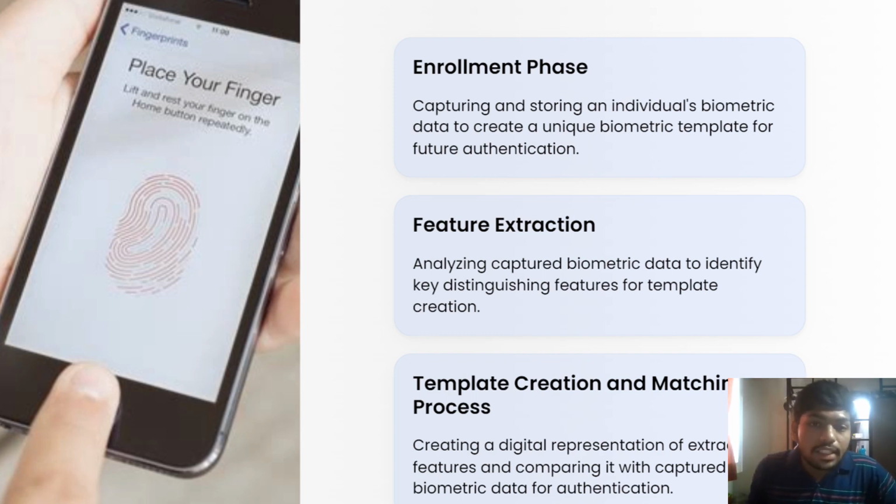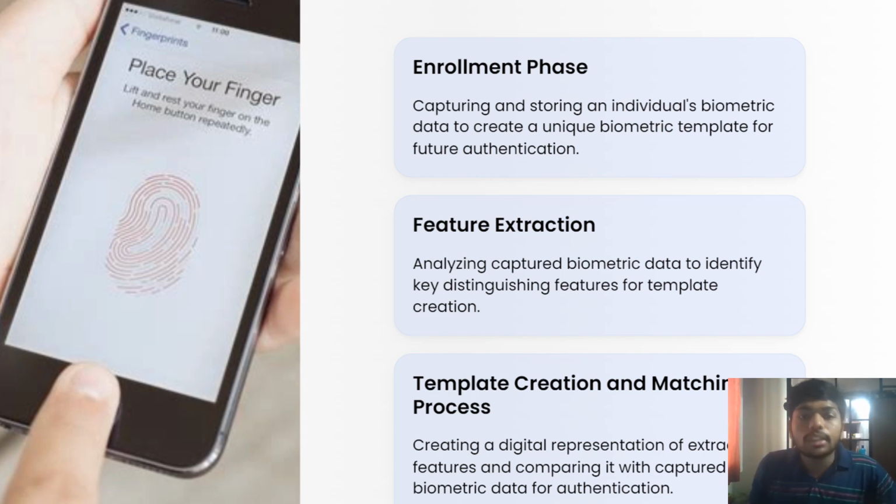Then, feature extraction. Feature extraction involves analyzing the captured biometric data to identify key distinguishing features or characteristics. For example, in fingerprint biometrics, features such as ridge endings, bifurcations, and ridge orientations are extracted from the fingerprint image. These features are used to create a mathematical representation of the biometric trait known as a biometric template.